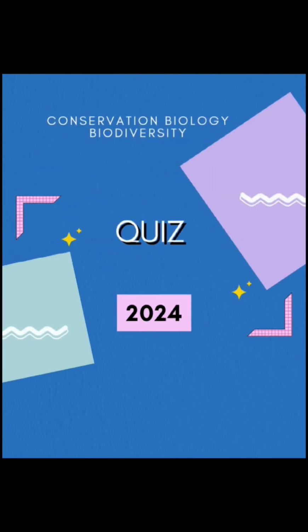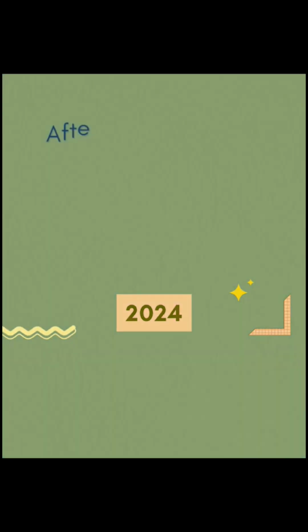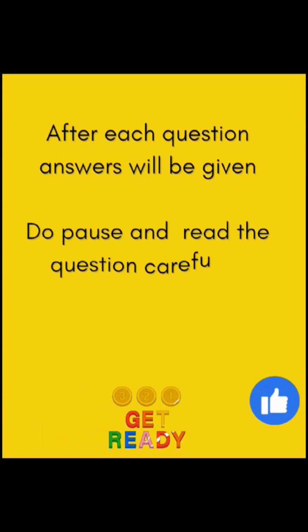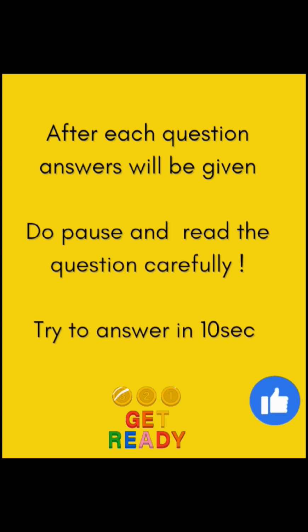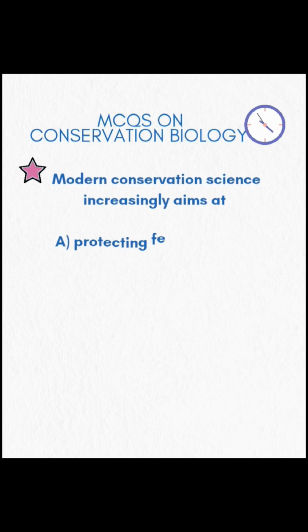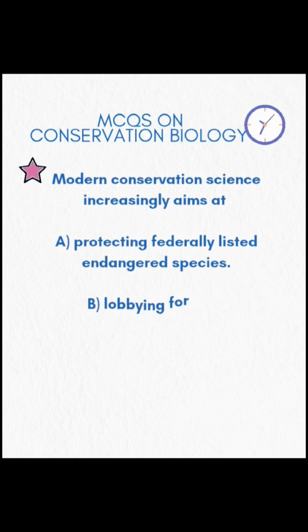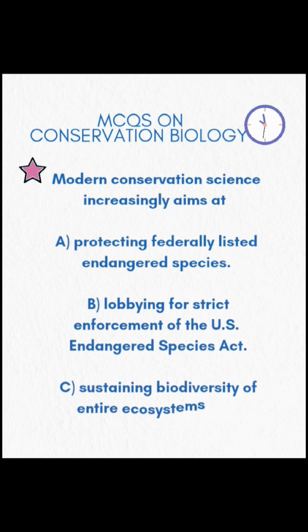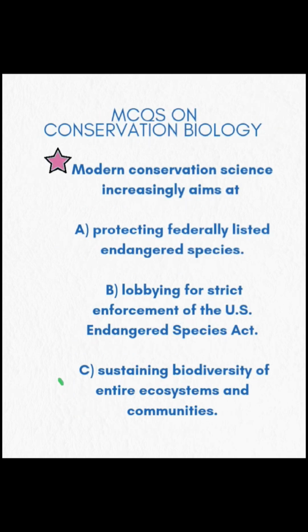So, MCQ on conservation biology. Modern conservation science increasingly aims at protecting federally listed endangered species, lobbying for strict enforcement of the US Endangered Species Act, sustaining biodiversity of entire ecosystems and communities. What is the answer? The answer is sustaining biodiversity of entire ecosystems and communities.